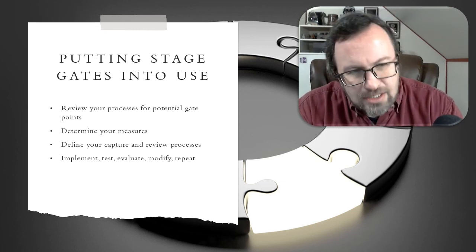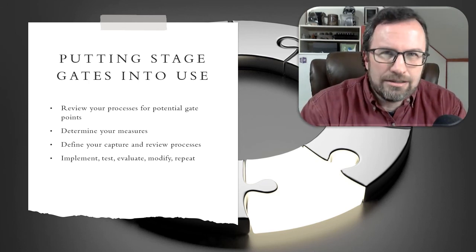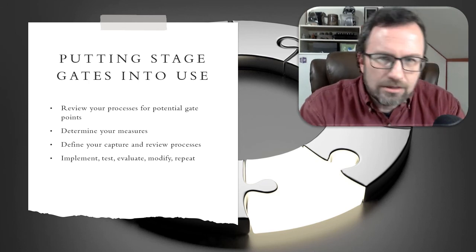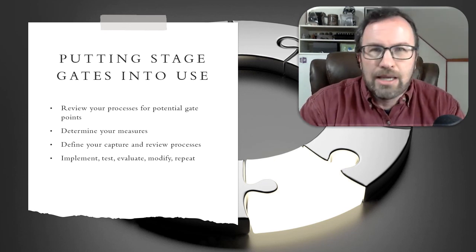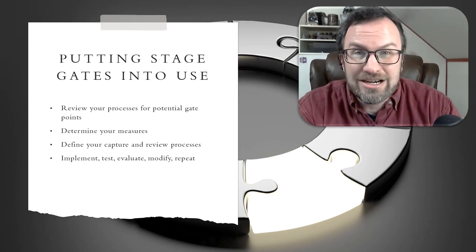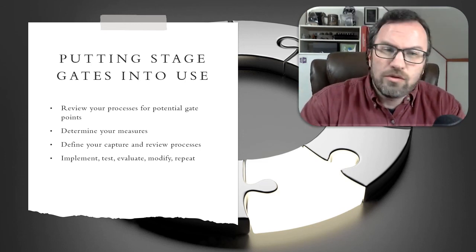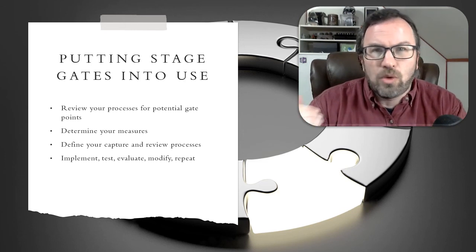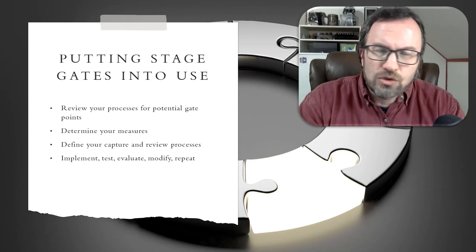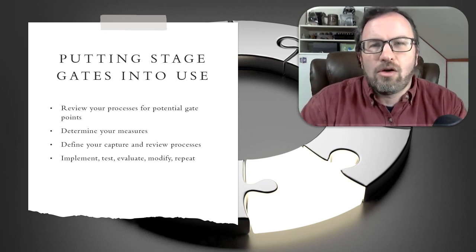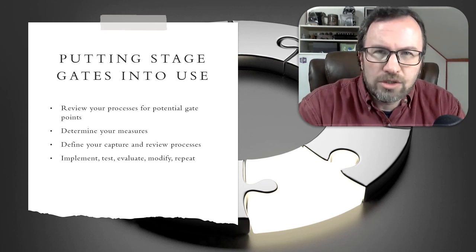And I can't stress this last piece enough. Implement it. Test it. Evaluate your stage gates just as much as you evaluate the things going through those gates, modify them as necessary, and repeat. Do that over and over and over again. Stage gates are not a once and done thing. They are your way of putting in those controls, and those controls should evolve with your processes just the same way your processes should evolve with what you're trying to do.